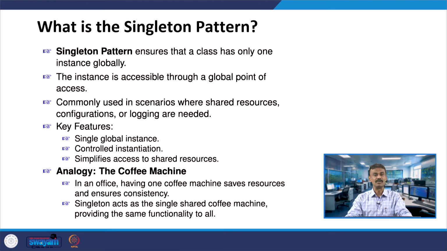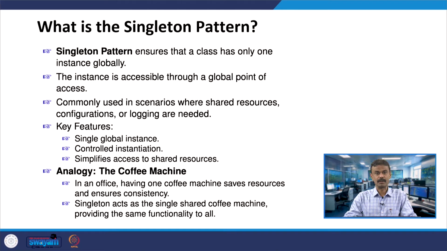So, what are the main features? As I already said, it has a single global instance, and controlled instantiation. When you are creating an object, you have controlled instantiation, and the singleton pattern simplifies access to shared resources. I will give an example of the singleton pattern with the analogy of a coffee machine. In an office or any workplace, you can find a coffee machine. What is the purpose of the coffee machine? It saves resources and ensures consistency.